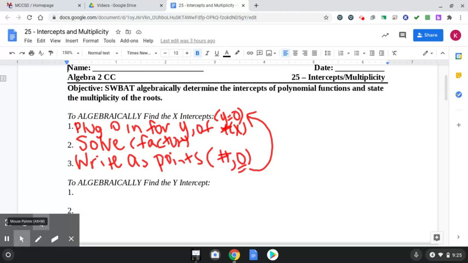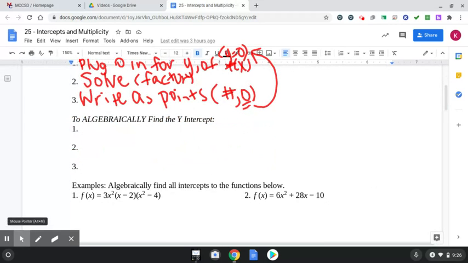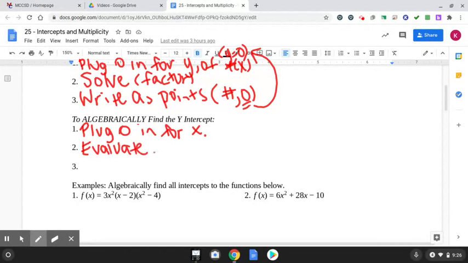To algebraically find the y-intercept, you're going to do the same thing. It's just a little bit less work. To find the y-intercept, first you are going to plug 0 in for x. And then you're not going to solve anything because it's different when you plug in for x. You're going to just evaluate. So you're going to actually get a number. You evaluate, and then lastly, you're going to write it as a point. So that would be 0 for x, and then whatever number you get for the y value.